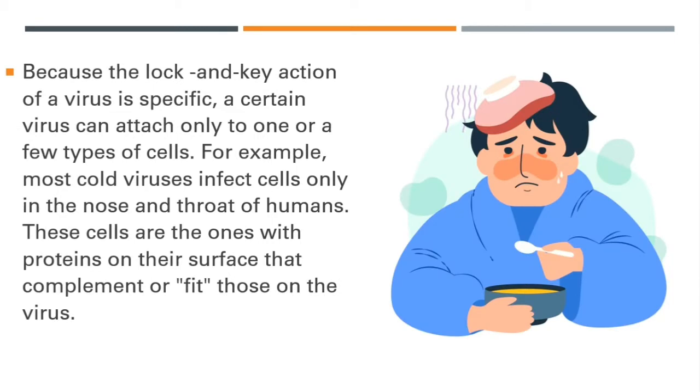Because the lock and key action of a virus is specific, a certain virus can attach only to one or a few types of cells. For example, most cold viruses infect cells only in the nose and throat of humans. These are the cells with proteins on their surface that complement or fit those on the virus.